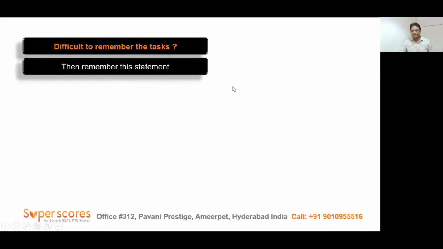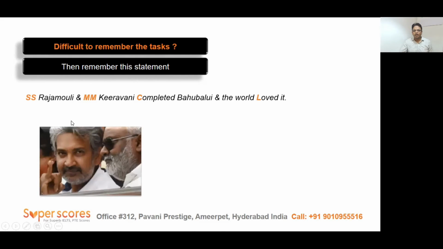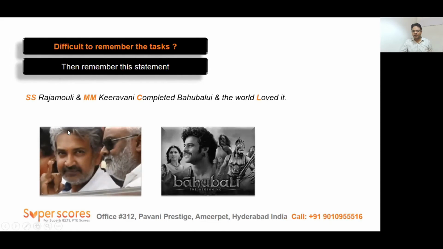So you remember this statement, guys. The statement is: SS Rajamouli and MM Keeravani completed Bahubali, and the world loved it. So how does this statement help you remember the tasks? I'll show you. What are those letters? SS, MM, C, L.